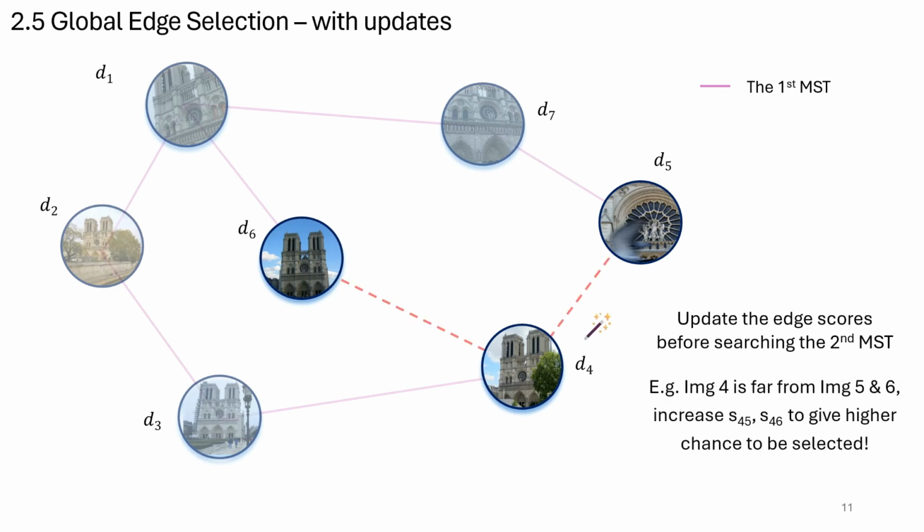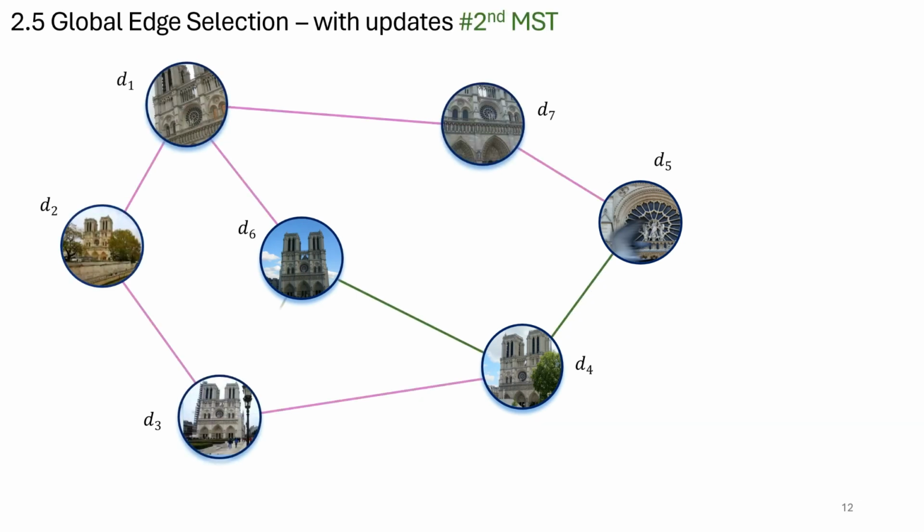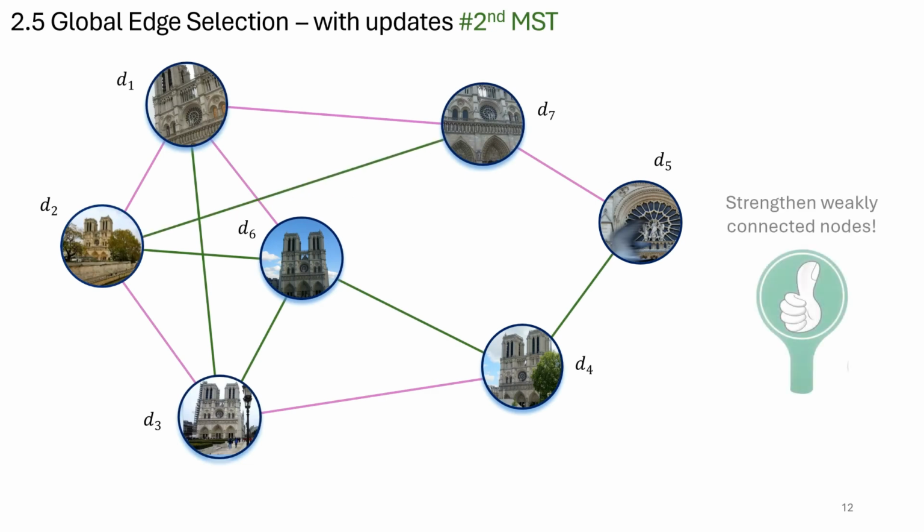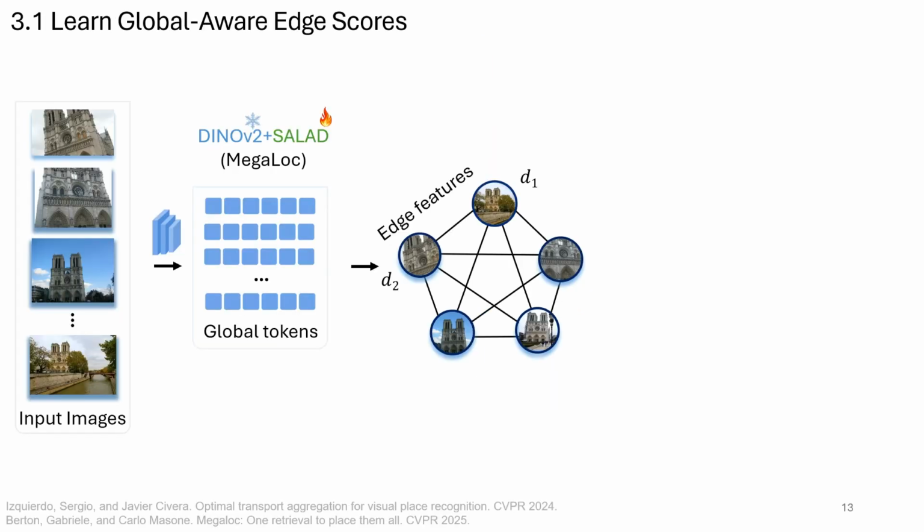So before the second round, we increase the direct edges between those weakly connected nodes and give them a higher chance to be selected. And this is the second minimal spanning tree we get. In this way, we strengthen a bit the weakly connected nodes.